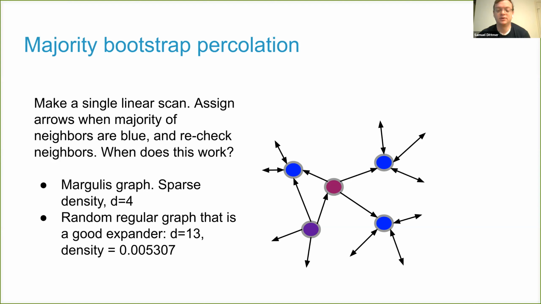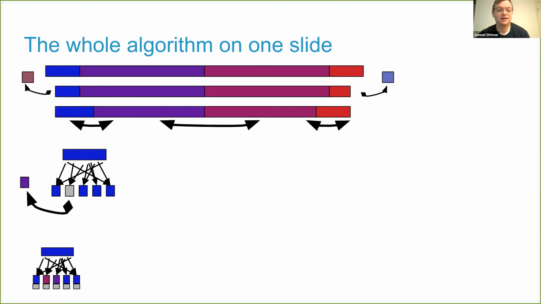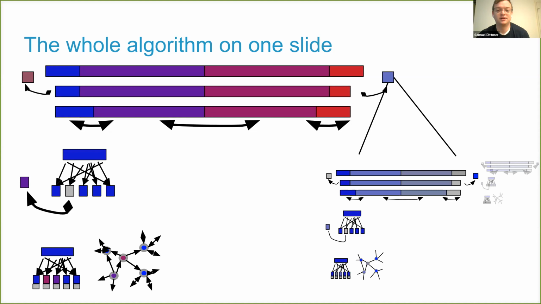Anyways, that is a high level overview of some of the tricks. Just because I think it's fun, here's all of those tricks crammed together onto a single slide. You have the density reduction trick to get really small density, and then you go into really small bins where you can get away with using the metadata crammed into a single word, and then you use this majority bootstrap percolation. And I will stop there. Thank you for your attention.